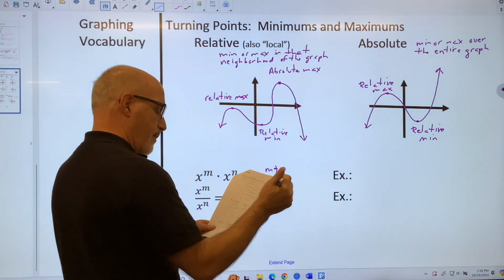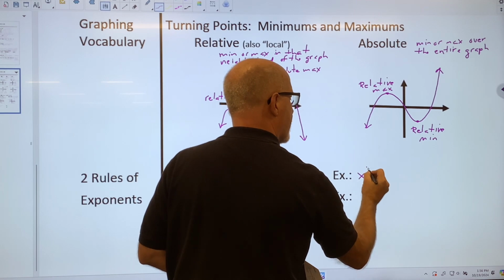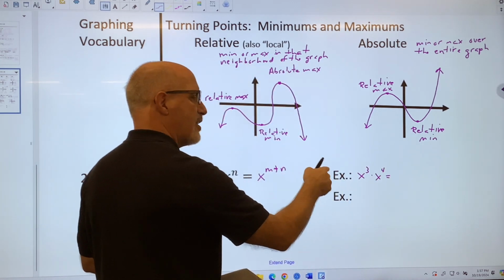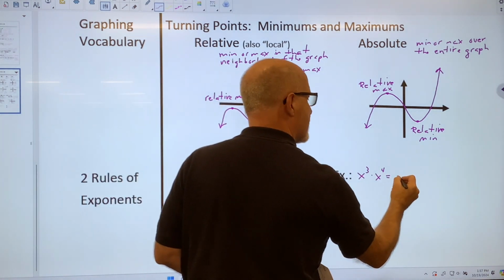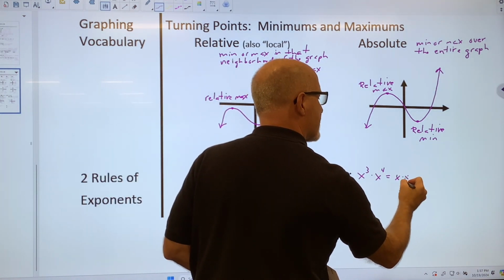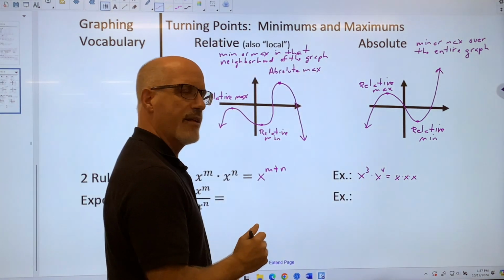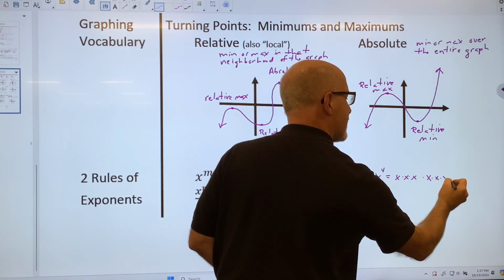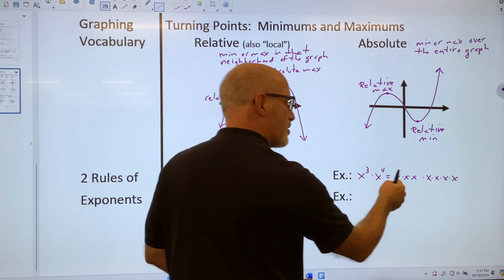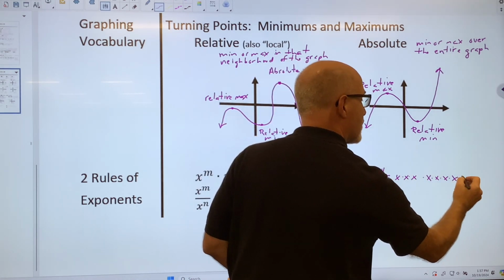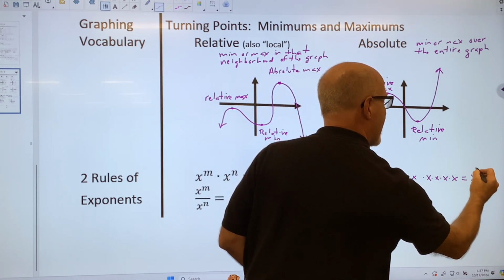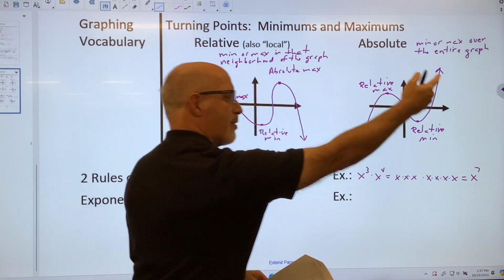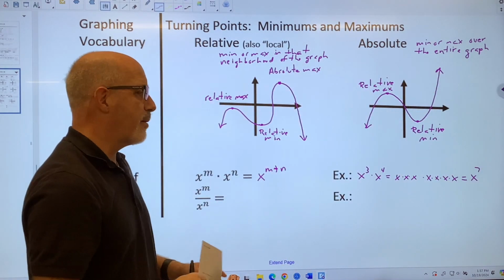So as an example, if I did x to the third times x to the fourth, notice that I should get x to the seventh, and that's because the first one is x times x times x, that's x to the third. And then the second one is 4 x's. Notice that there's 3 here, 4 there. That gives me a total of 7 factors. That's why we add them, because we are just extending out the multiplication further as part of the problem.